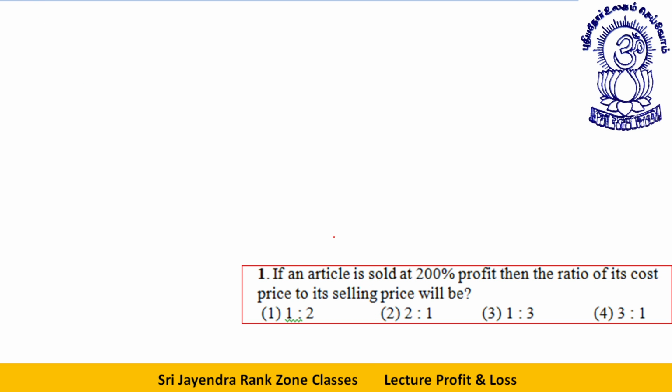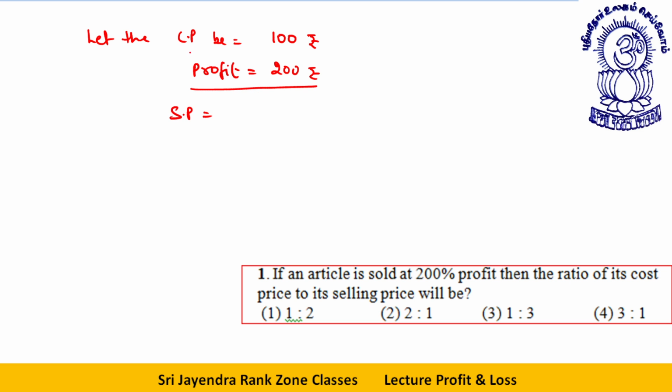If an article is sold at 200% profit, then the ratio of its cost price to selling price is? First of all, let the CP be 100 rupees. What is the profit then? The profit will be 200%, which means double. So the profit itself is double the CP. Then the SP will be what? The selling price will be the sum of these two, CP plus profit, that will be 300 rupees.